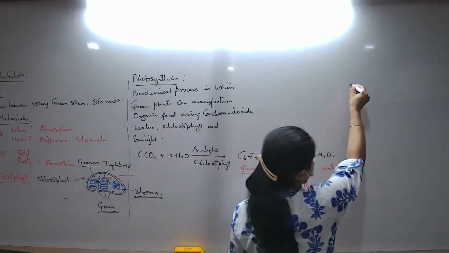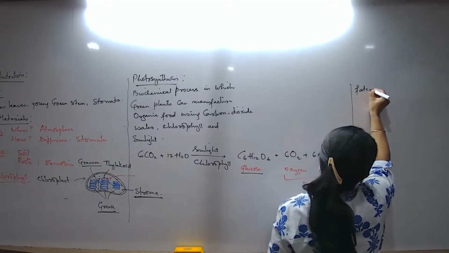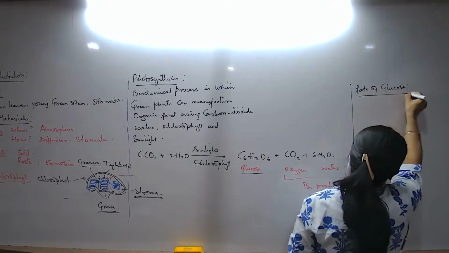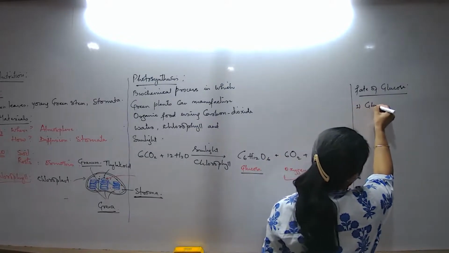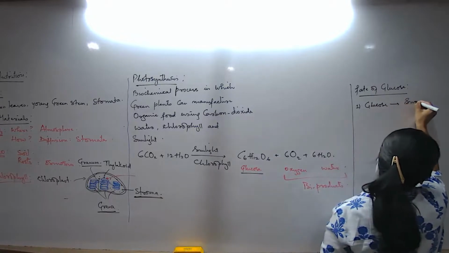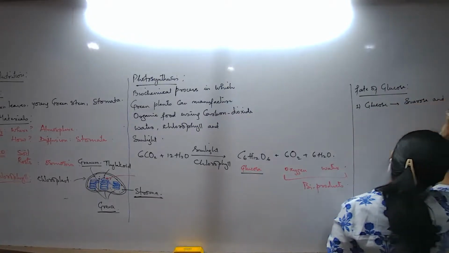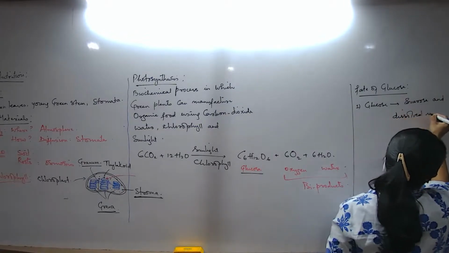Very, very important for you to remember. What is the fate of glucose that takes place or forms during the process of photosynthesis? The first one is the glucose that is formed immediately gets converted to sucrose and dissolved in the cell sap.